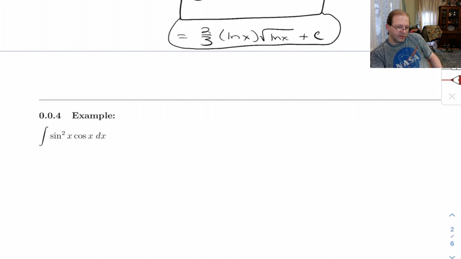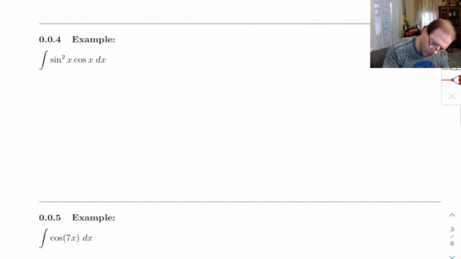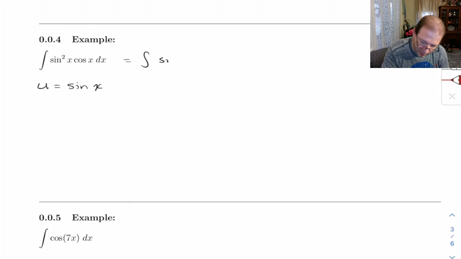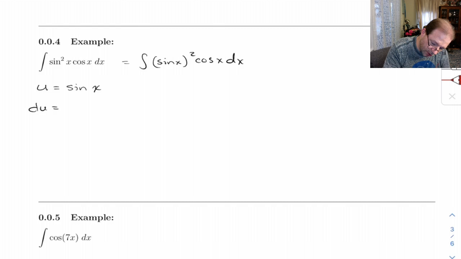Okay, this one might be a little tricky. What's the inside function here? Well, on this one, you've got sine squared times cosine. So sine is going to be my u. Why sine? Because it's inside of that squared function. If you want to, you can rewrite this as sine x squared cosine x dx. And so sine is inside something else. So du here is going to be cosine x dx.